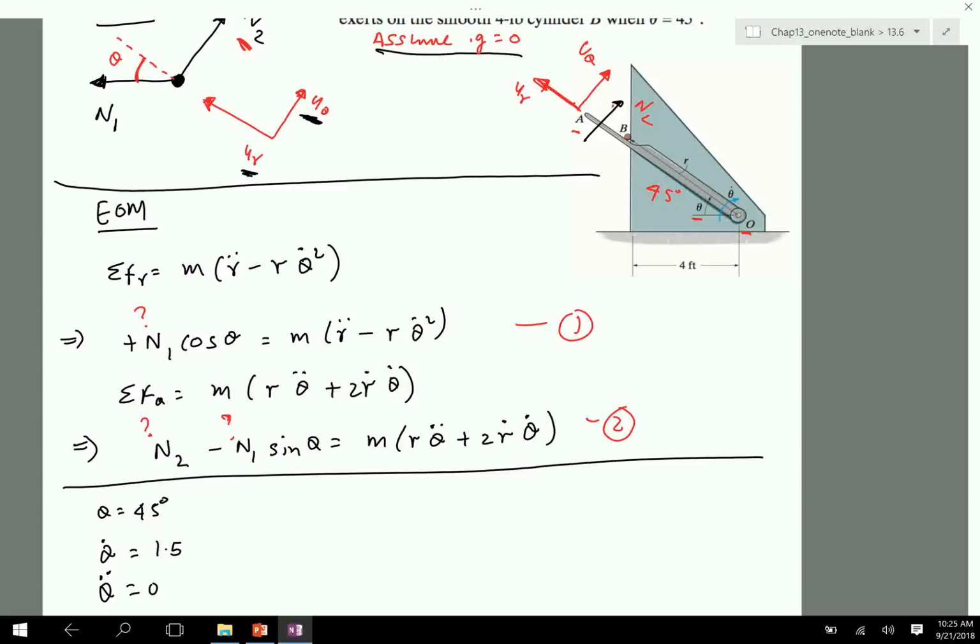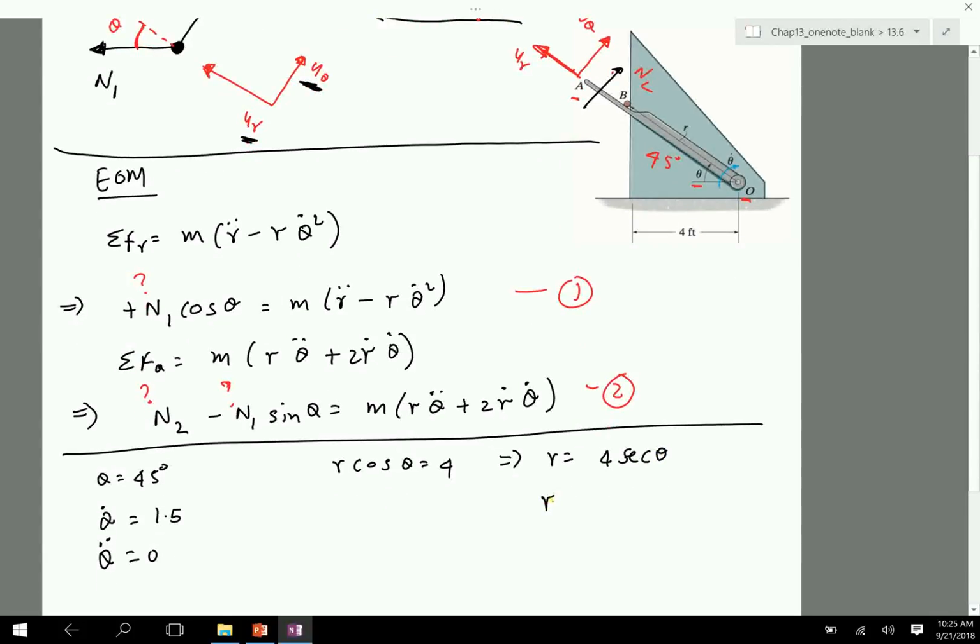Can you relate it using this 4? So R cosine theta is 4, right? And that's always true, right? Just imagine going down. R cosine theta will still be 4, but that 4 doesn't change. So R equals 4 secant theta. Okay, now we are all set to find R dot.